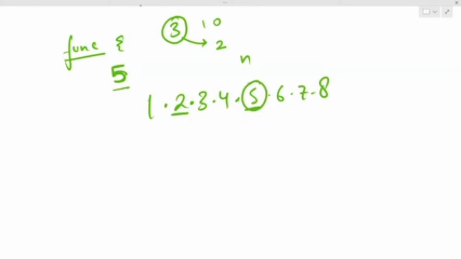So for this, just check how many times you're getting 5. If n is the number till which you are checking, do n divided by 5. You'll get that many multiples of 5, and just add this to your number of zeros. These are the zeros that you'll get.